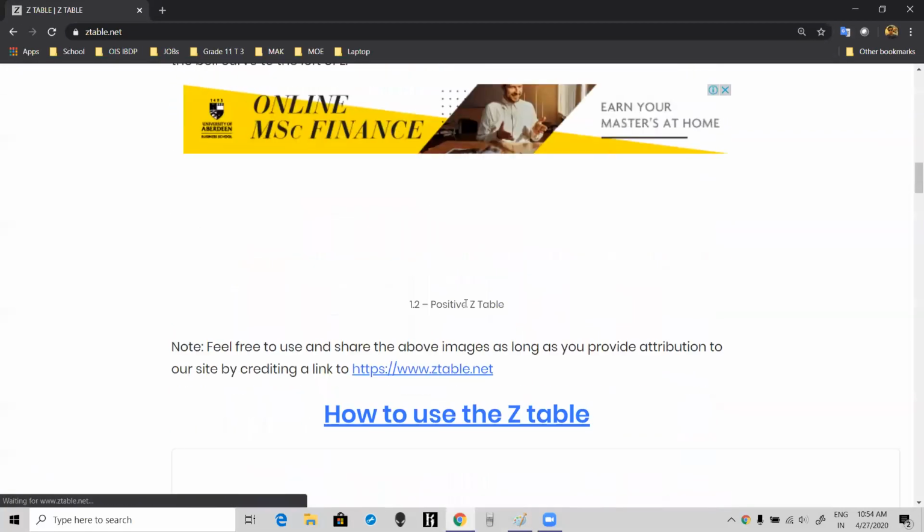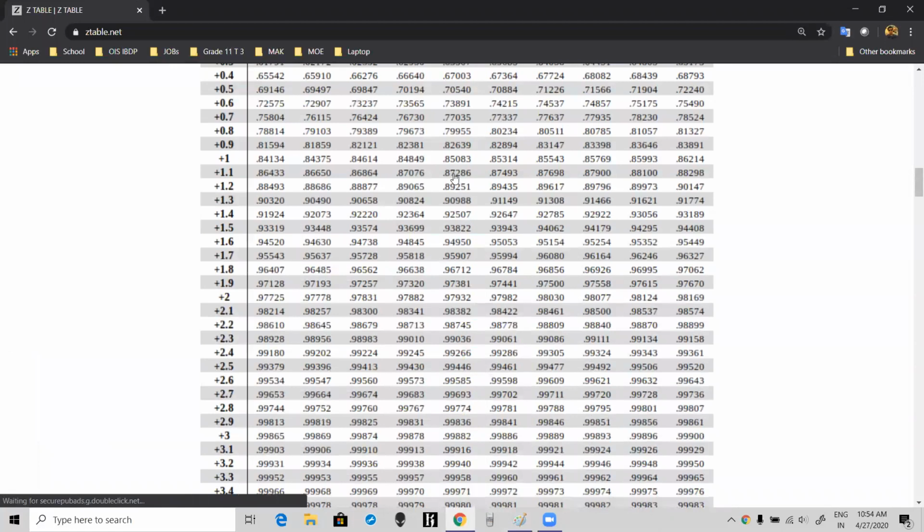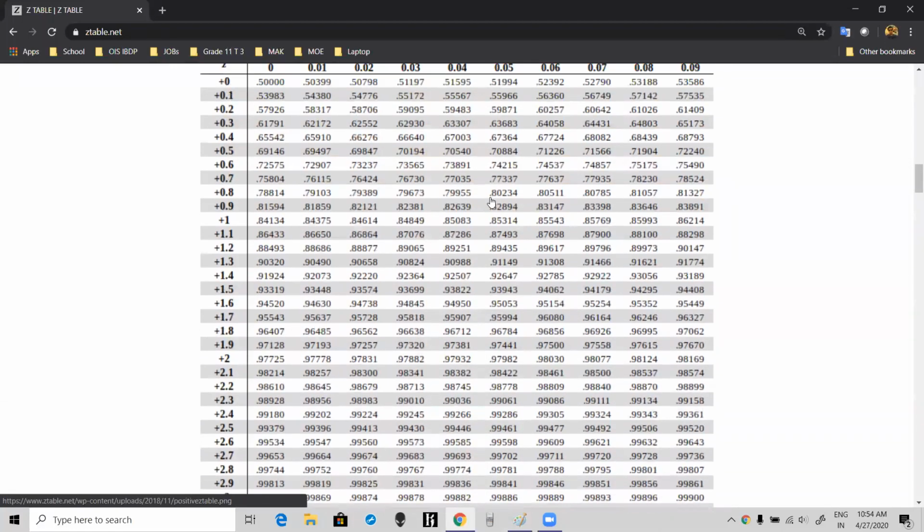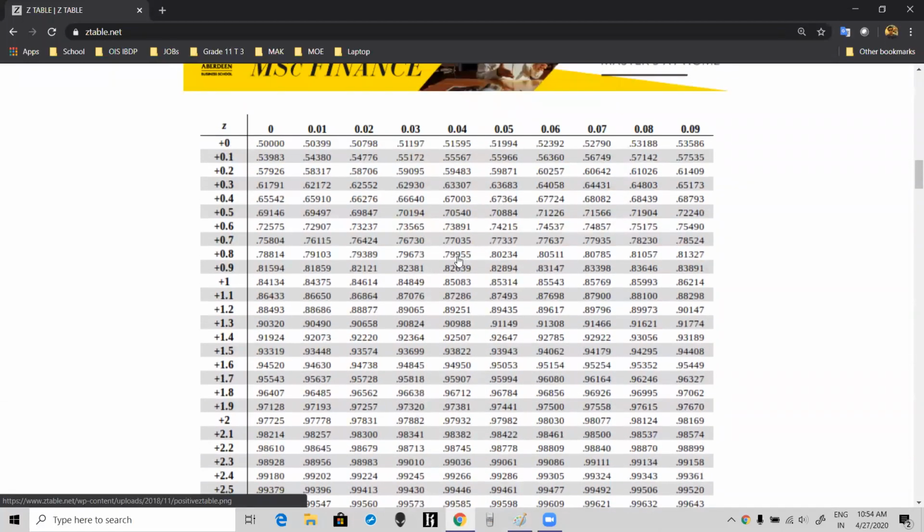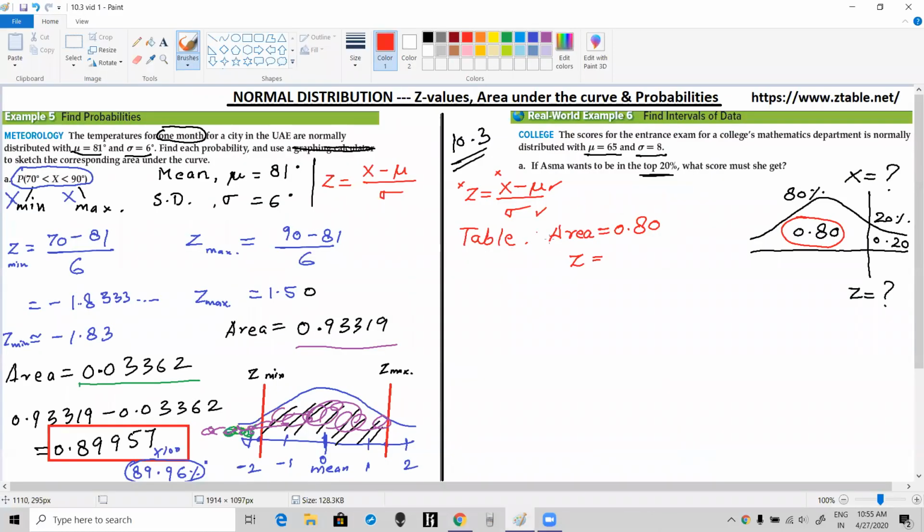So if I go down, 0.799, 0.80. I think this one is closer because this is just 45 away from the value and this one is 234 away. So this value is our value. We go left, 0.8, 4. So we go back to the page and write the Z value as 0.84.